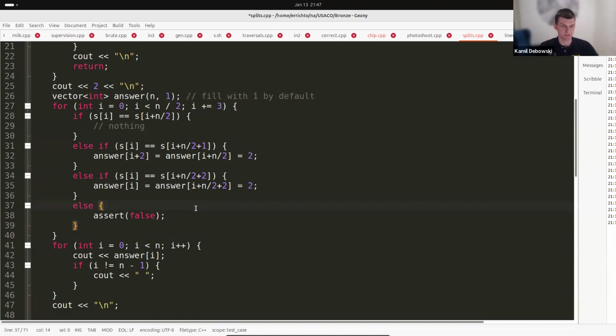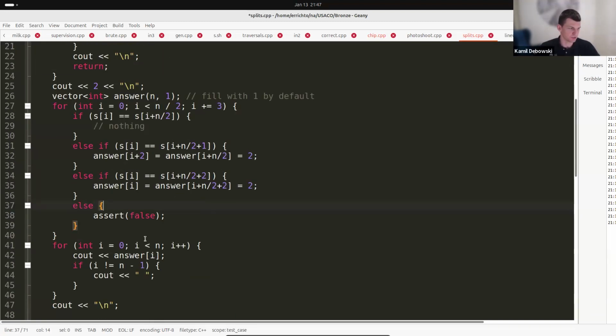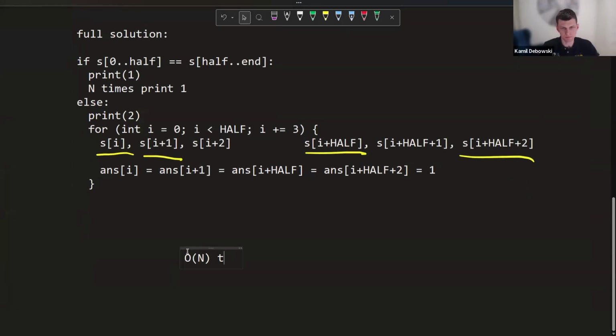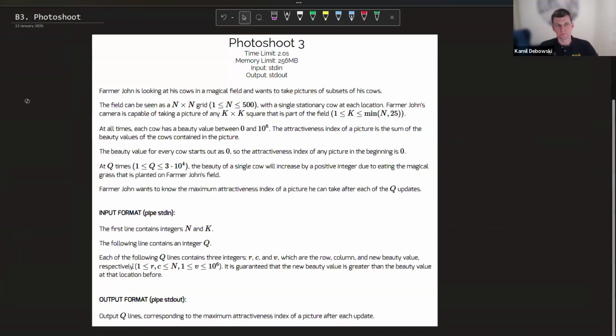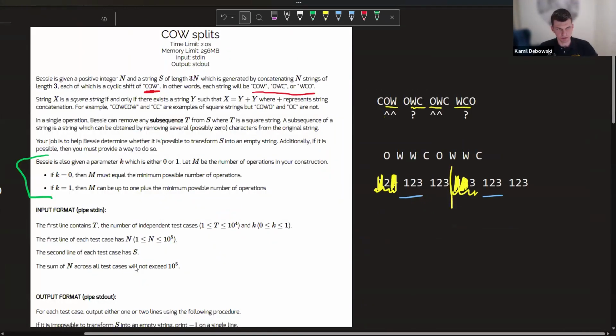If you have any questions, then now is the time. The time complexity here is just linear. We don't have any nested for loops, so it's O of n. And that is the end of the second problem, which is cow splits.